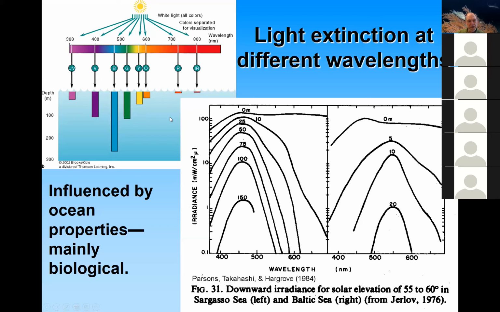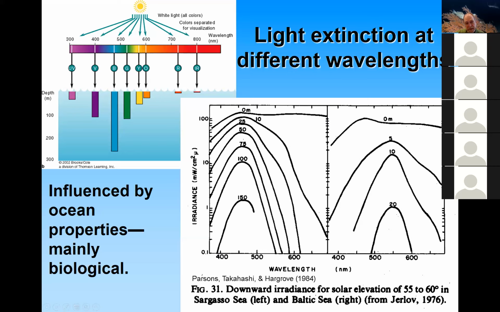This is another way of looking at the same concept. This is light extinction by different wavelengths. What this is illustrating are differences in water quality and how that produces different light conditions at different depths. On the x-axis in both of these diagrams, we have the wavelength of light, from violet, short wavelength, all the way out to red. And these lines here are isobaths for light penetration.